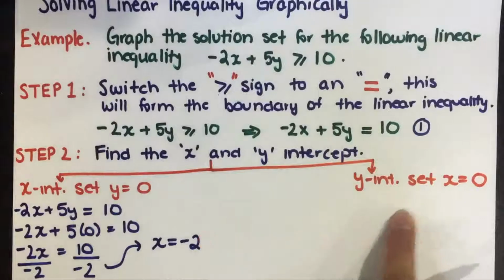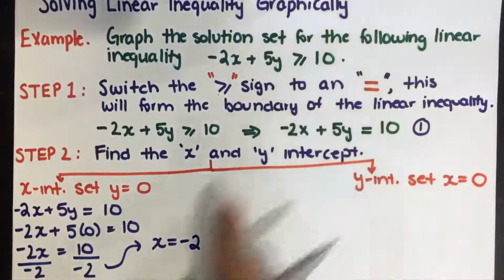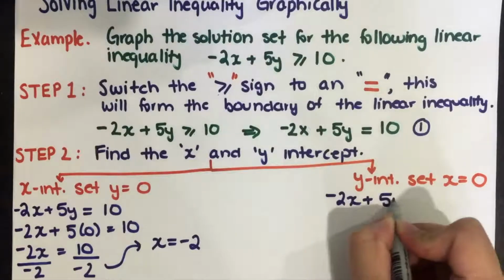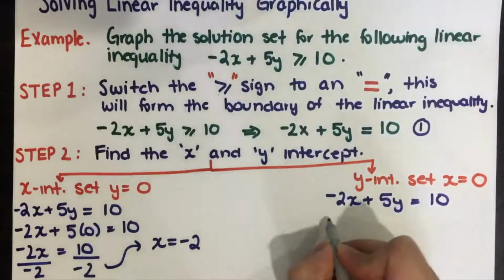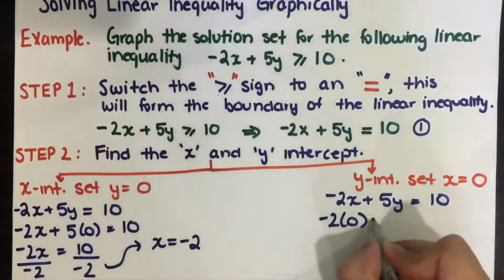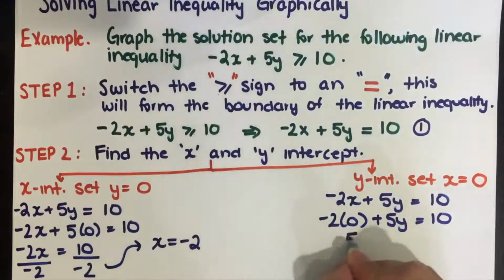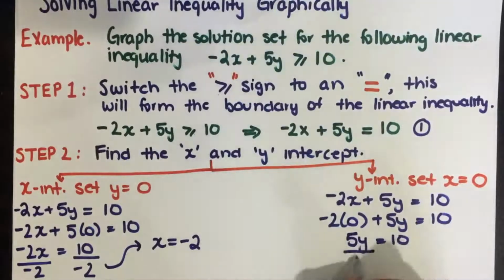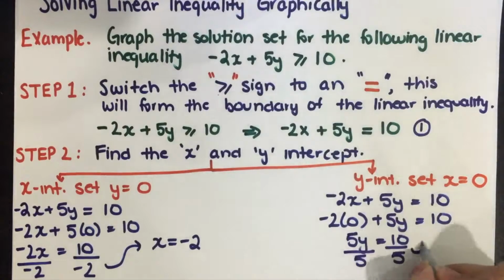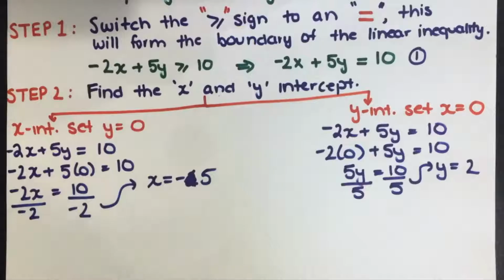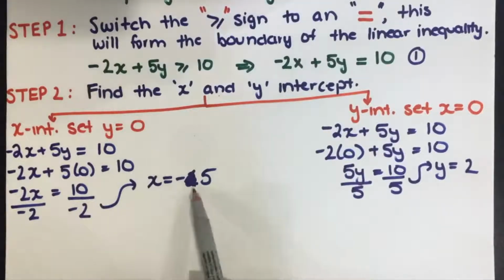And we do the same thing here, but we set x to be 0 and we solve for y. So we have negative 2x plus 5y equals 10, right? So negative 2 times 0, plus 5y equals 10. Negative 2 times 0 is 0, so we have 5y equals 10. Solve for y, divide by 5, divide by 5. We have y equals 2. Sorry, 10 divided by negative 2 is actually negative 5. Previously I said 10 divided by negative 2 is negative 2, so I meant it's actually negative 5.